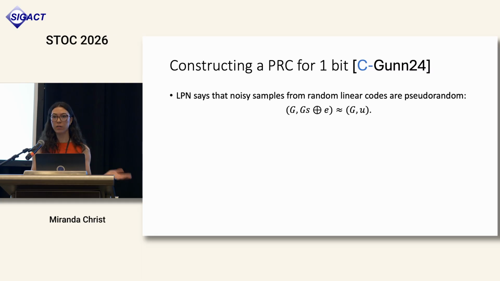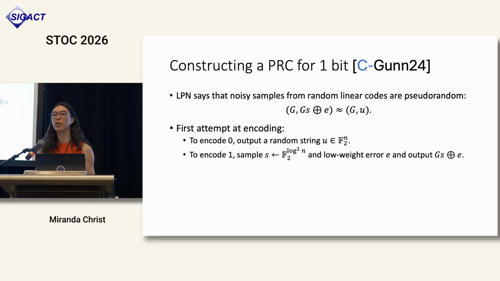LPN, or learning parities with noise, is a fairly standard cryptographic assumption, which basically says that noisy samples from a random linear code are pseudorandom. If you have a random generator matrix G, and you have a bunch of samples GS plus E, where S is random and E is random and low weight, then this is computationally indistinguishable from G and a uniformly random vector. And this is true for any polynomial number of samples.